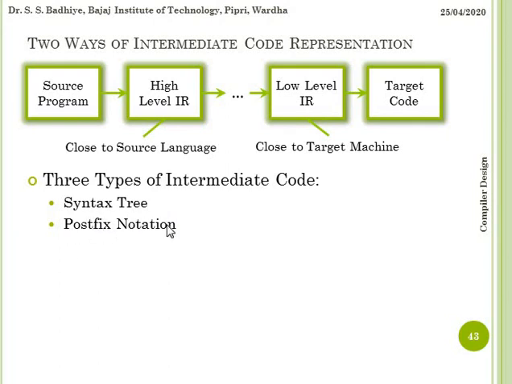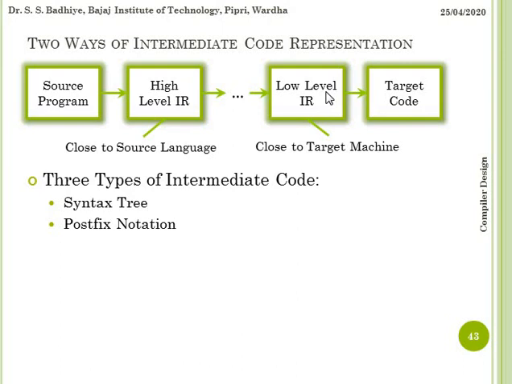Postfix notations are nothing but postfix expressions. Suppose an expression is given, we convert it to its postfix notation. So this is another representation. A low level representation is suitable for machine dependent tasks. These are used for register allocation and instruction selection. Different things are done in this particular representation.